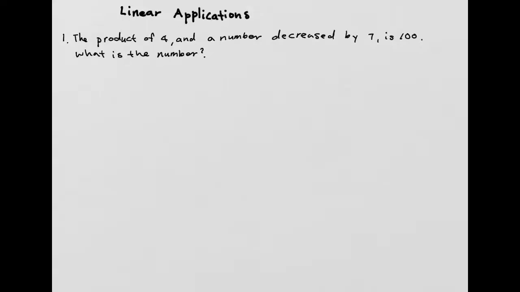Today we're going to look at linear applications. First problem: the product of 4 and a number decreased by 7 is 100. What is the number?